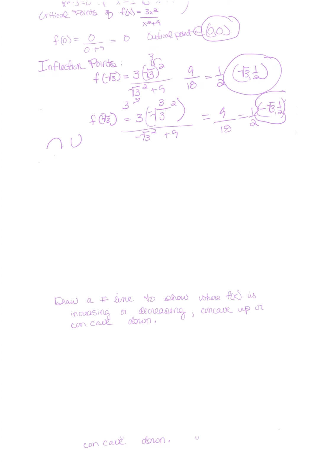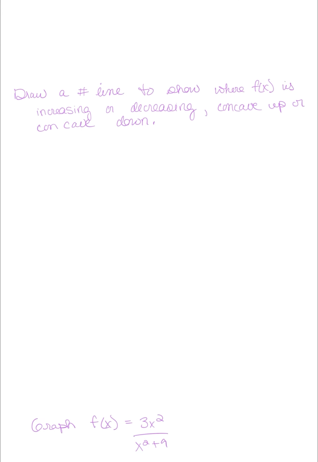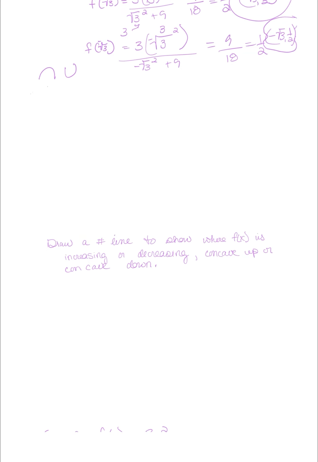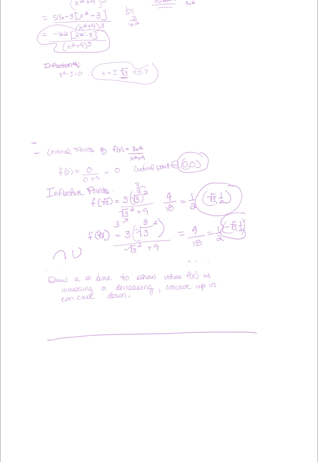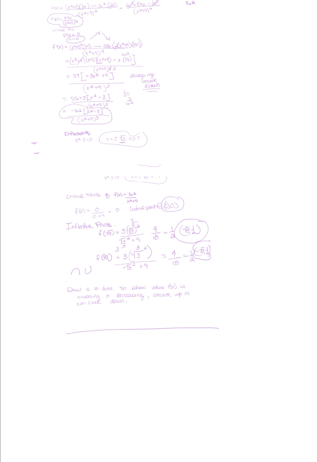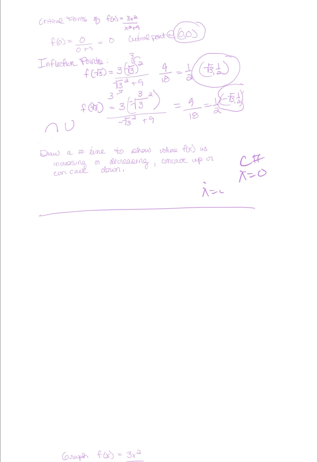Okay, so now that we have these, let's draw a number line to show where f of x is increasing or decreasing, concave up or concave down. And I'm going to move this up to give us a little bit more room. Okay, so let's say we have this number line, and we're going to put on here our critical numbers and our inflection numbers. Well, remember we had a critical number at x equals 0, and then we have inflection numbers at plus square root of 3 and minus square root of 3.